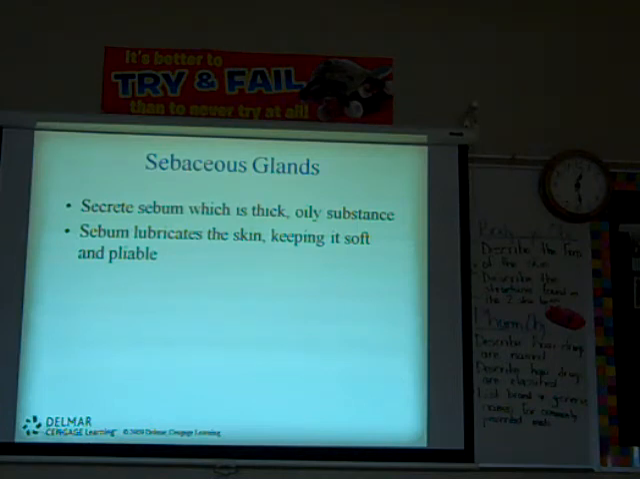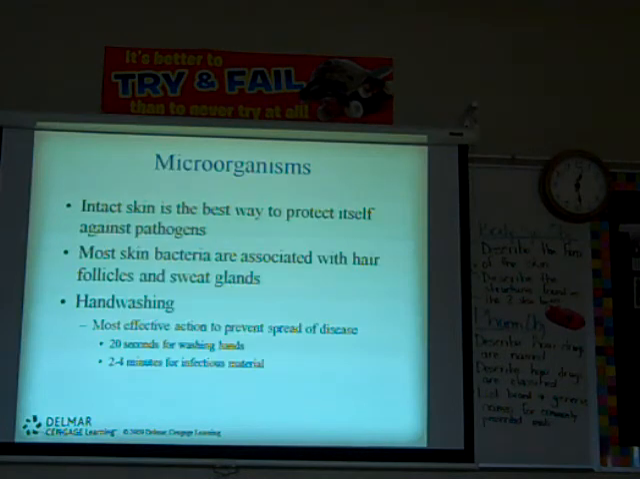Sebum. Microbes, microorganisms. Our skin is our first barrier, or defense, to microorganisms. The best way to protect itself against pathogens is intact skin. If you've got an incision or a lesion on your skin, it's going to allow microorganisms to get in there. So if you can, make sure you put some antibiotic ointment on there.